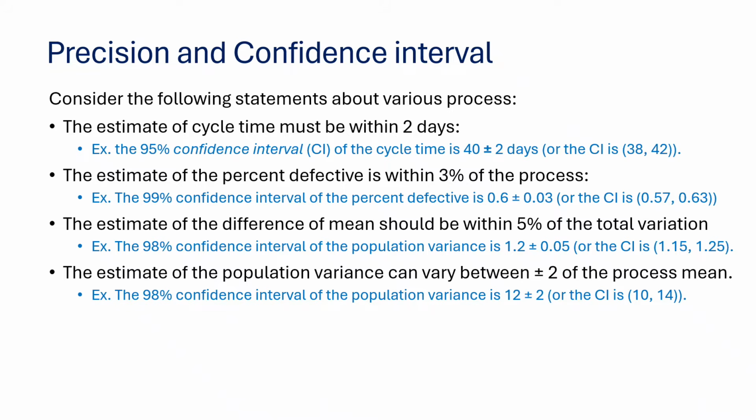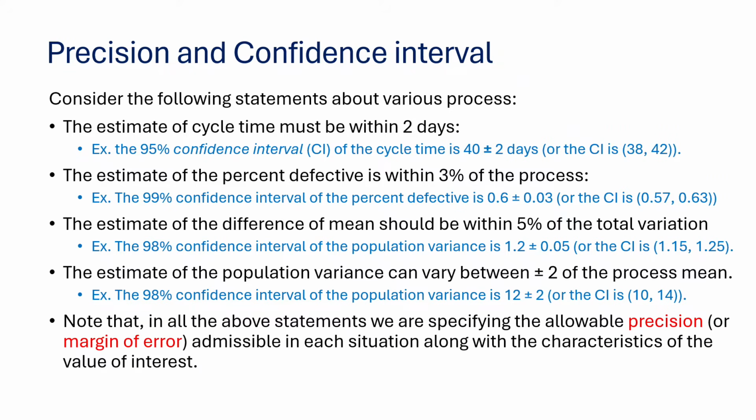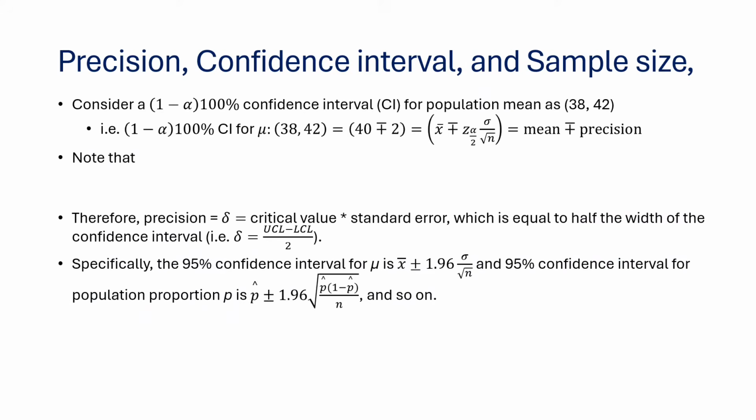Here are a few statements about processes, and you can see how the confidence interval plays an important role in deciding the process mean, variance, maybe percentage effectives, difference of means, etc. In all these, you can see that you are allowing some precision by default or maybe by natural sense. You may also say that precision is a margin of error admissible in each situation along with the characteristics of the value of interest. Now I'm going to connect the idea of sample size with the precision and confidence interval.